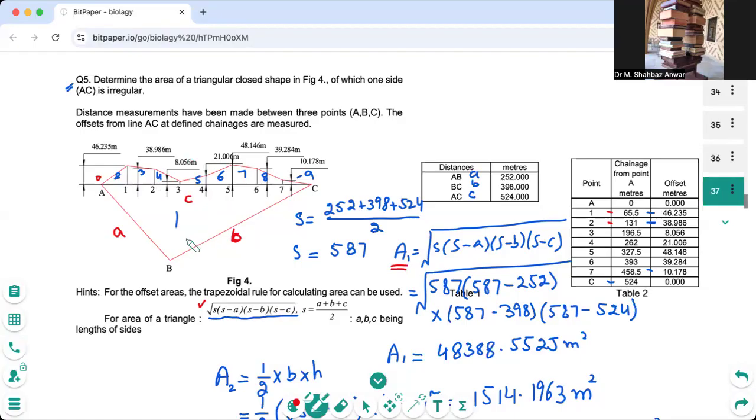Use your calculator for calculations, but be careful when you are putting in the numbers, because you need to do the calculations up to 3 decimal points. I did 4 decimal points here, but you can do it up to 3 decimal points. That will also be fine.